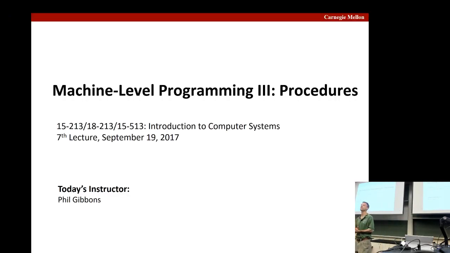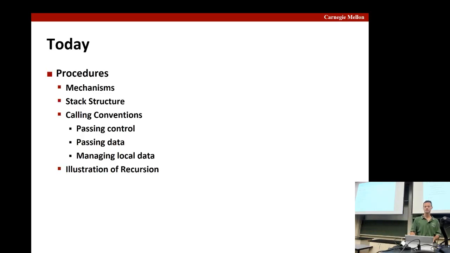All right, so this is the third of 5 lectures on machine level programming. And we're going to talk today about procedures. Specifically, we're going to talk about the mechanisms, sort of the big picture mechanisms involved in procedures. If you've thought about languages like C, you have sort of a notion about how procedures work. This is going to look at what's going to happen at the assembly code level.